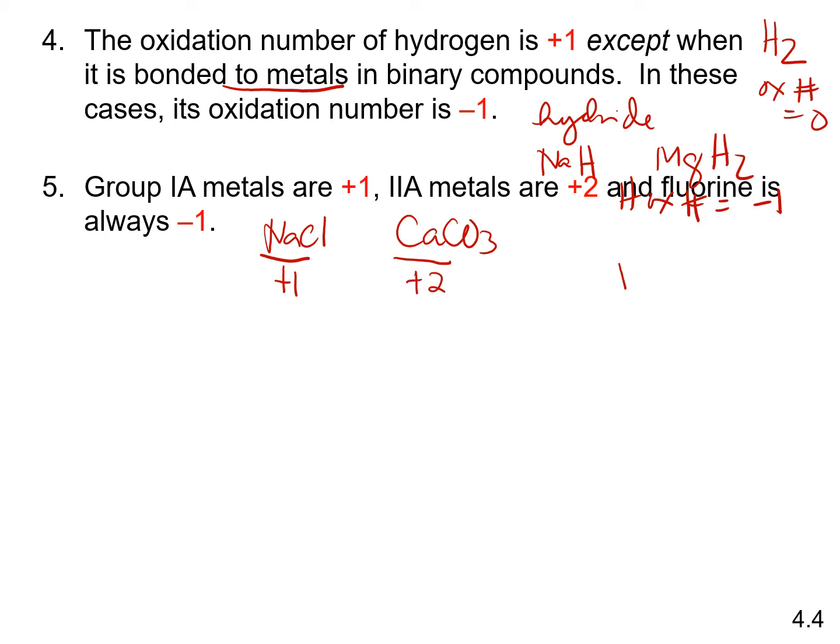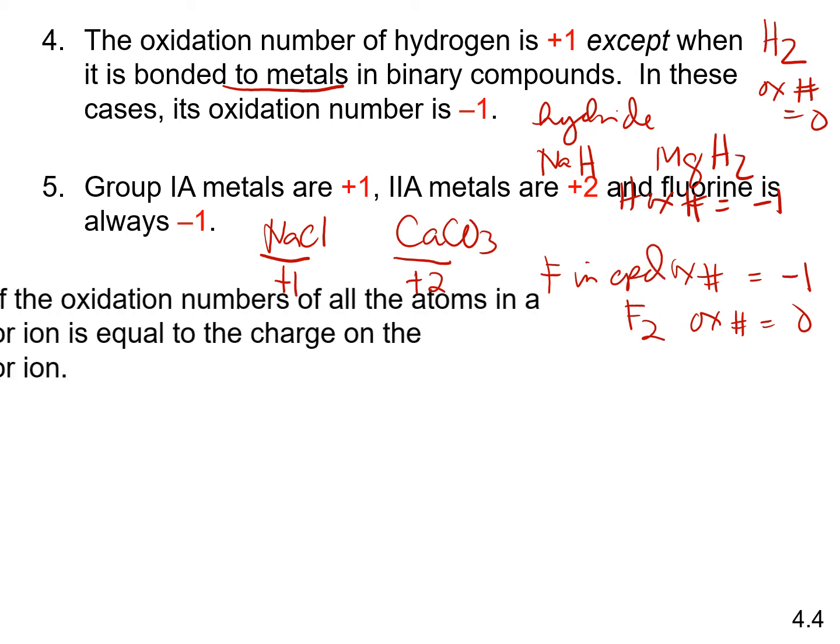And then of course, in all of its compounds, the oxidation number of fluorine is equal to -1, being the most electronegative element. But for F2, the oxidation number is 0. That's rule number 1, right? But fluorine in a compound is -1.